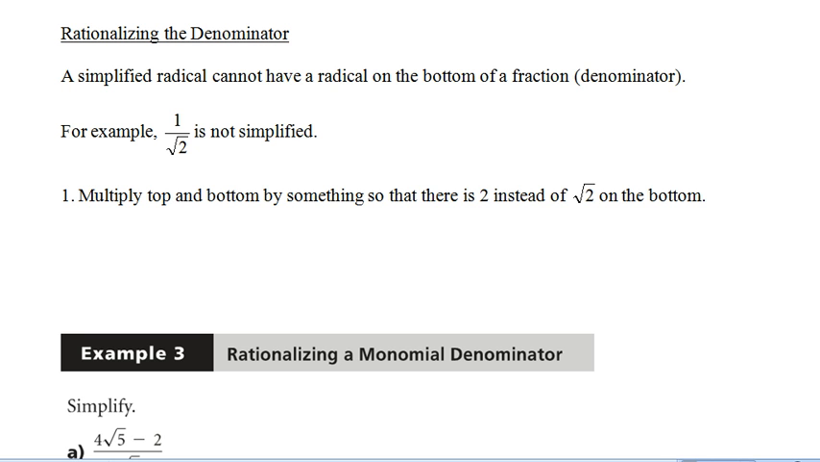Alright, rationalizing the denominator. Anything with a radical on the bottom is not considered simplified. This is back from the days of when they used tables for this stuff in long division. Unfortunately for you, it's still the standard. So we need to get that square root 2 to change to a 2. We can do that by multiplying top and bottom by root 2. So we get root 2 over the square root of 4, which is just 2.